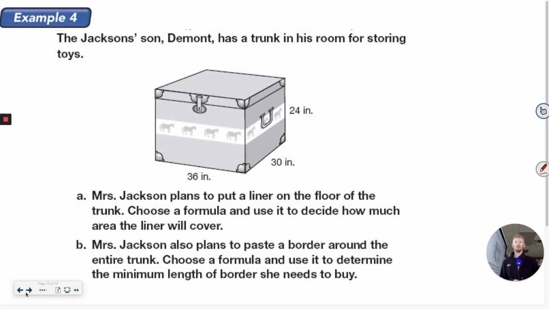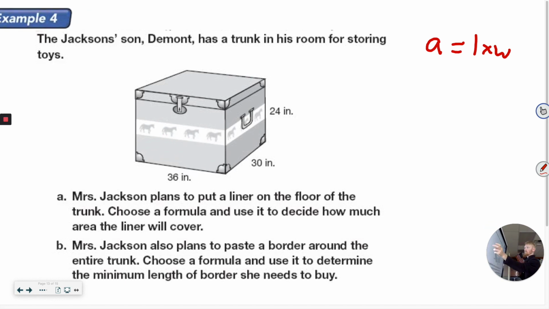All right, another example. Jackson's son, Dermont, has a trunk in his room for storing toys. Here's the trunk. A. Mrs. Jackson plans to put a liner on the floor of the trunk. Choose a formula and use it to decide how much area the liner will cover. So we know area equals length times width. On the floor of the trunk, that would be like this floor space. You can't really see it in this three-dimensional picture, but I know that the top has to be the same area as the bottom. So really finding the area of this would be the same as finding the area of the bottom of the trunk.